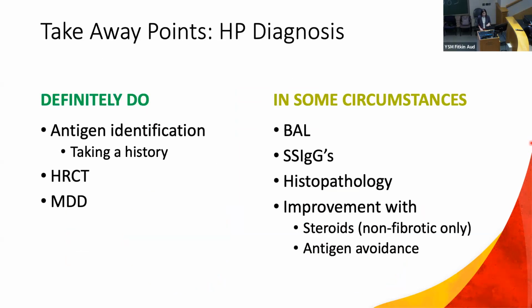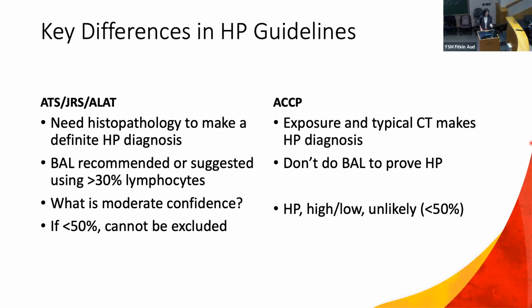So the takeaway points from this guideline that I think are actually really helpful: definitely try to find an antigen, mostly by taking a history, potentially using a questionnaire if you've got one that is applicable to your site. Definitely get an HRCT and review the patient in multidisciplinary discussion. In some circumstances, BAL might be helpful, IgGs, histopathology, sometimes improvement with steroids or antigen avoidance. But again, there are all these key differences, and I think people will apply whichever one suits their practice or their study better, because I'm not sure that one is superior to another. So I'd focus on the things that overlap as opposed to the things that differ, because those are still questions.